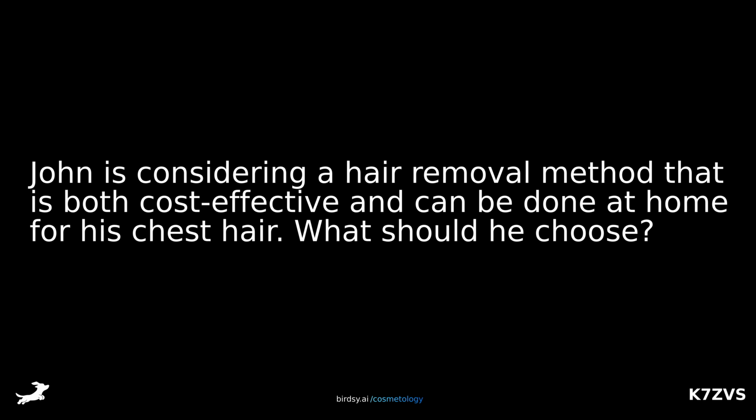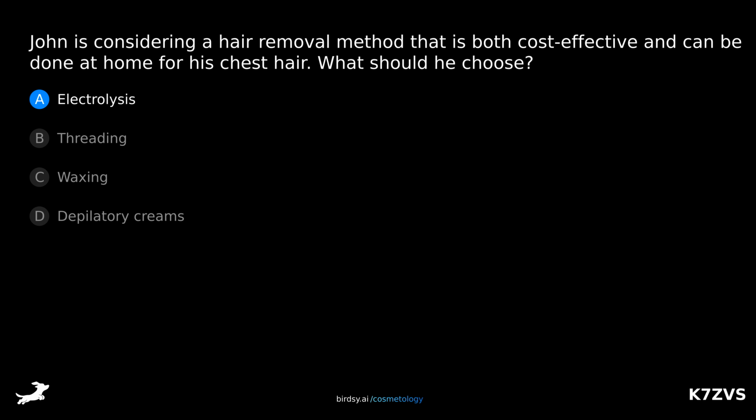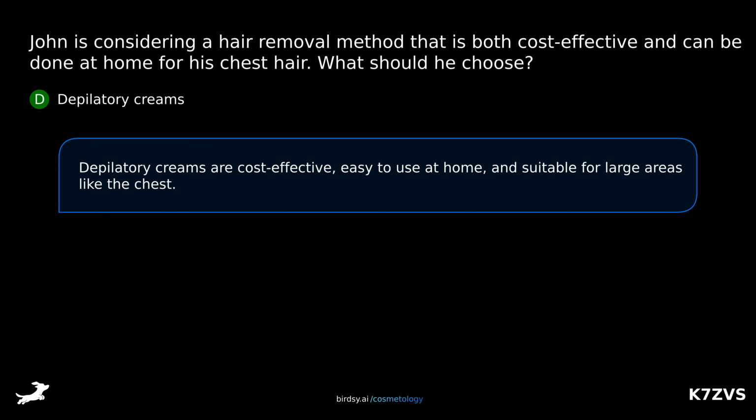John is considering a hair removal method that is both cost-effective and can be done at home for his chest hair. What should he choose? Is it A, electrolysis, B, threading, C, waxing, or D, depilatory creams? The answer is D, depilatory creams. Depilatory creams are cost-effective, easy to use at home, and suitable for large areas like the chest.